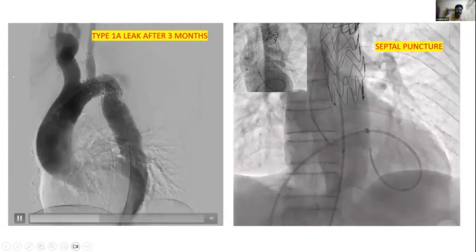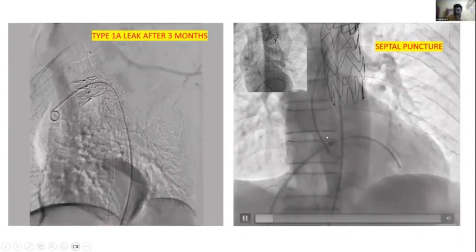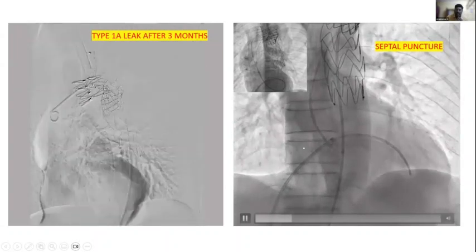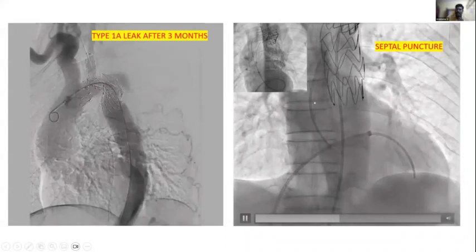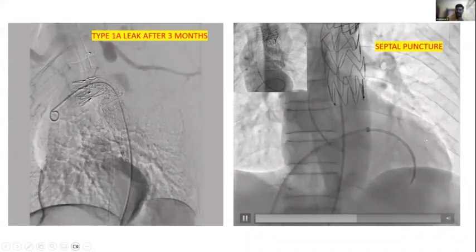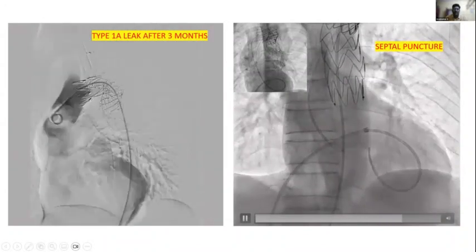Initially, we thought to attend from the right brachial artery access, but we were not able to negotiate the track. Then we took antegrade aortic access. We took a transseptal access, floated the Swan-Ganz catheter well into the aorta, put a glide wire into it, and took the sheath into it. We tried again, but we couldn't succeed.